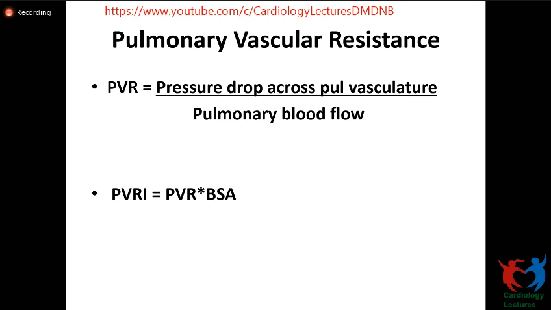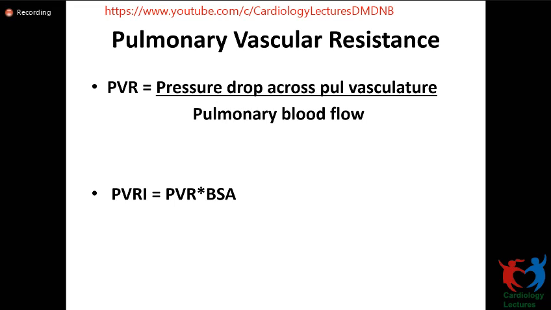And what is the normal systemic vascular resistance index? What is the normal systemic vascular resistance index? 25 to 30. Beg your pardon? 25 to 35. Right, very good. It's roughly around 22, 23 to 35. So you must know all those things. It should be very clear. Examiners may ask you the normal pulmonary vascular resistance index.